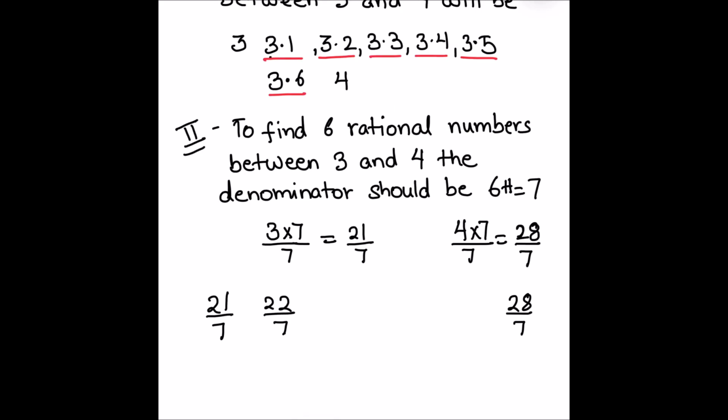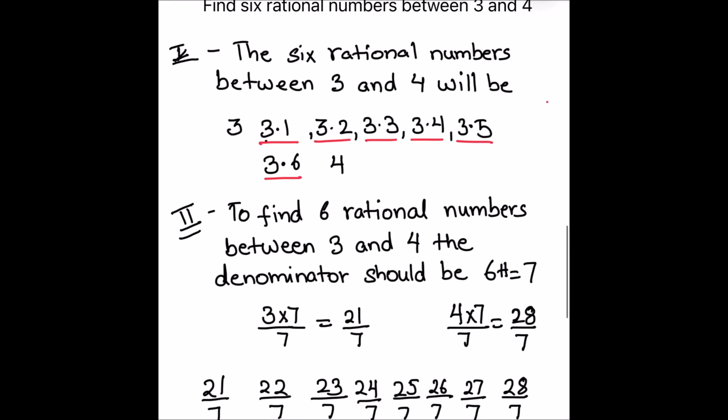First number can be 22 divided by 7, then 23 divided by 7, 24 by 7, 25 by 7, 26 by 7, and 27 by 7. So these are the numbers: 22 upon 7, 23 upon 7, 24, 25, 26, and 27 upon 7. So these are the 6 rational numbers between 3 and 4.